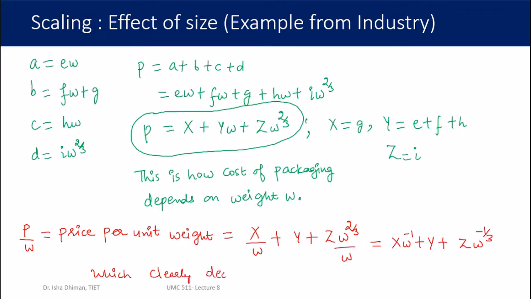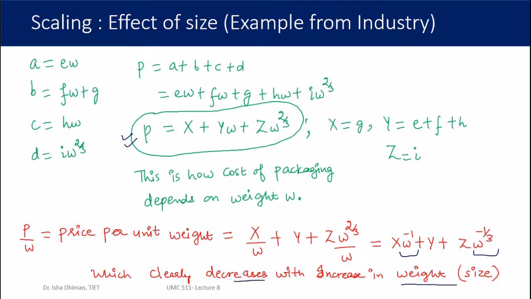which clearly indicates that P by W decreases with increase in weight or size of the product, because you can see in this expression P was directly proportional to W, because the positive powers of W were coming, while in this expression the negative powers of W are appearing. So it's inversely proportional to weight. That means if the packing size is going to increase, the price per unit is going to decrease. So that is the mathematical justification of the same thing which I told you in the beginning, that you will tend to save money if you buy bigger packing.